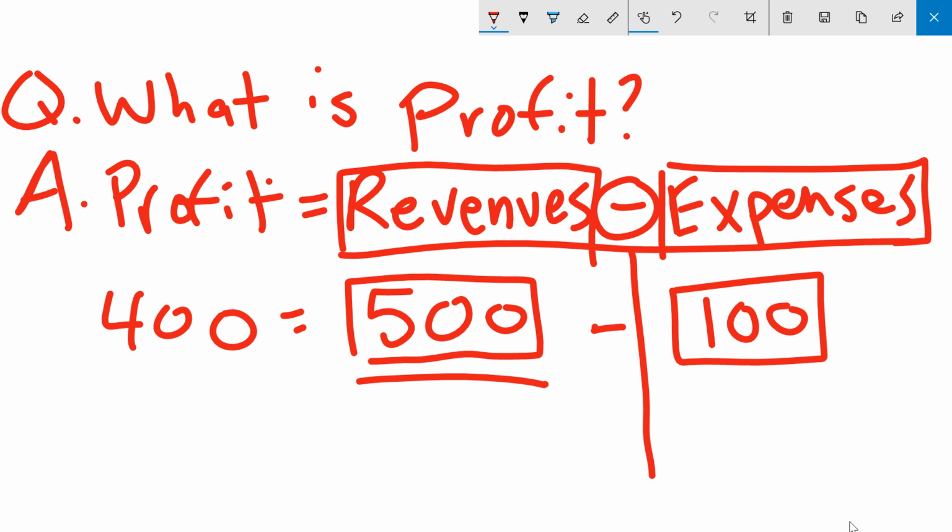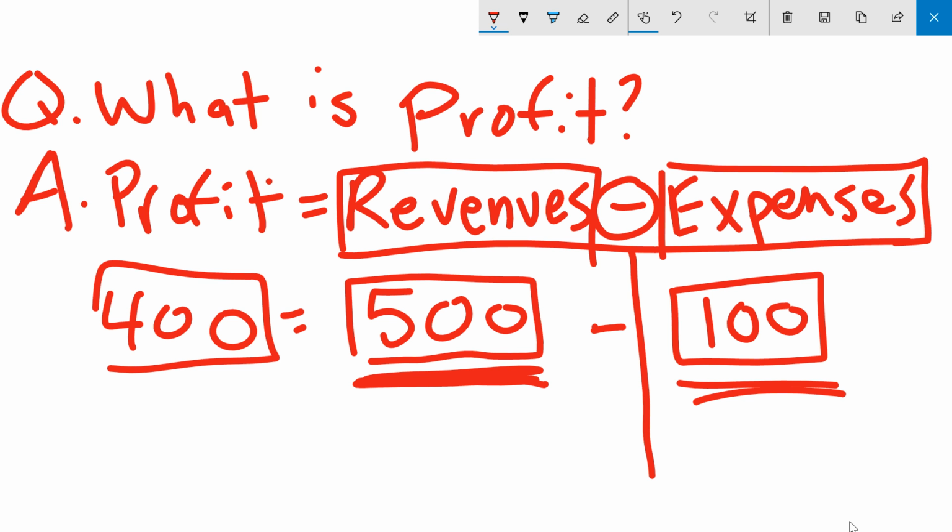That means we get to pocket $400. Even though you think we might pocket 500, we really don't, because we had expenses of 100. So 500 minus 100, that's $400. That's ours. That's new money, right? That's profit. That's the revenues minus expenses, right?